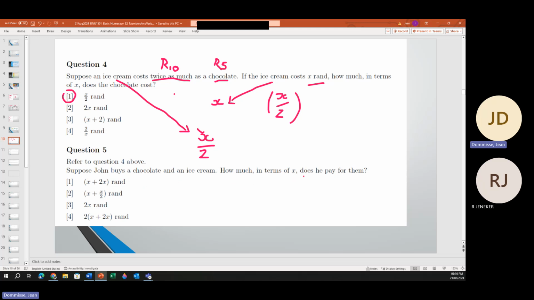How much in terms of X does he pay for them? Okay, so ice cream was X, chocolate was X over 2, so that is how much he will pay for both of them. So he will pay X plus X over 2. Let's make sure by putting in rand values. If it was 10 rand, it will be 10 plus 10 over 2, so it's 10 plus 5. That would have given us 15. So we also know that our formula is correct.